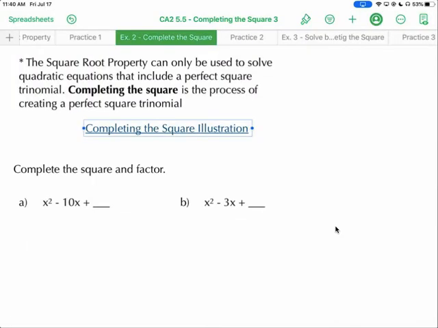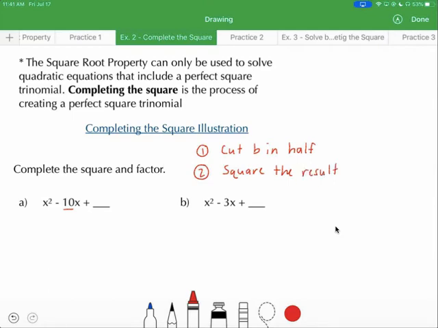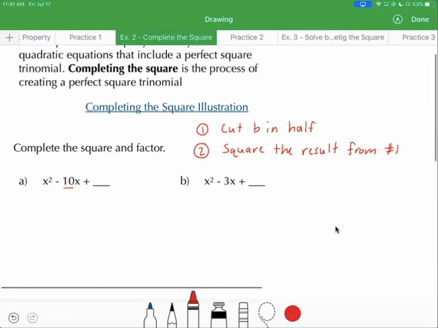All right, so to complete the square for any trinomial, there are 2 steps, okay? We need to cut our b value in half, and by b value, I'm talking about the coefficient on the middle term. And then we need to square the result from your first step. Okay, so let's complete the square and then factor each of the resulting trinomials here.